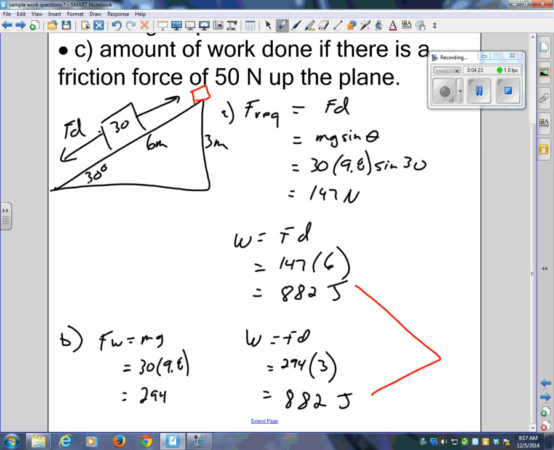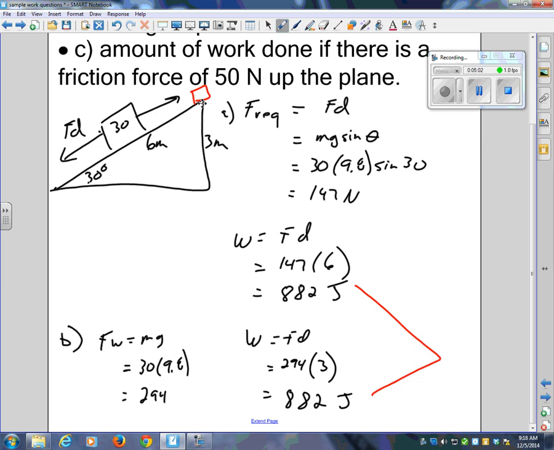So, why bother pushing boxes up ramps? Why not just lift them straight up if it's the same amount of work? Less force. You only need 147 newtons here. Here you need 294. The trade-off is what? 6 meters. So you got to do 147 newtons for a longer distance or longer period of time. And if you actually do the math, the cosine and the 30 degrees and all that, then it'll all sort of cancel out and make perfect sense to you. But the easiest way to explain it is the box at the top of the ramp's got the same amount of potential energy no matter how it got there.